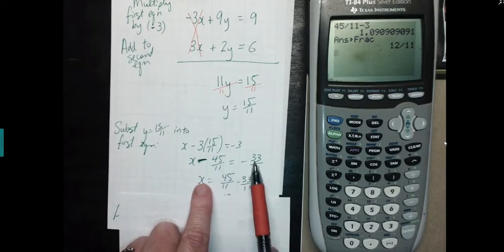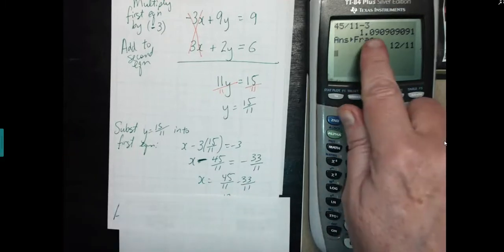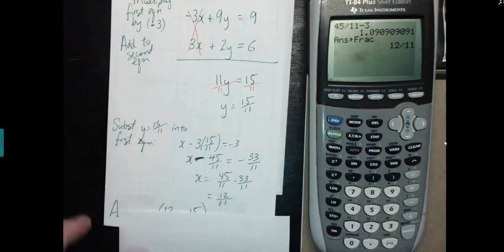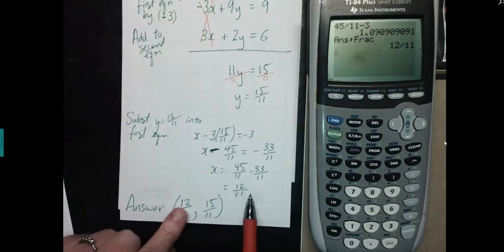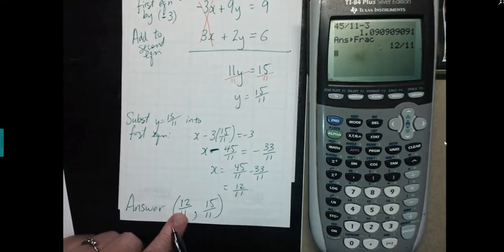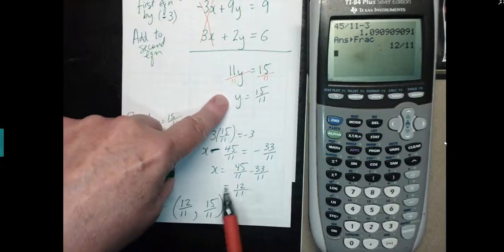And again, if you just left that as -3 and then had 45/11 minus 3, you could do it in your calculator, which I did right here. Again, it comes out to 12/11. Now remember, if you're going to give it as the answer, as a point, the x coordinate must come first. So a lot of students, because they got this answer first, will put that as the first one, and that's not correct.